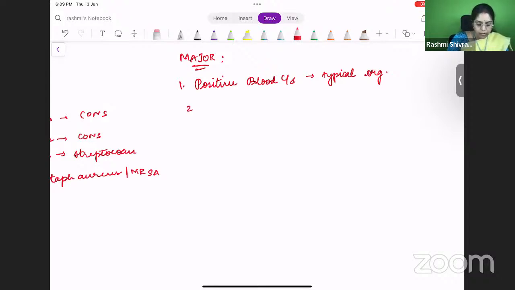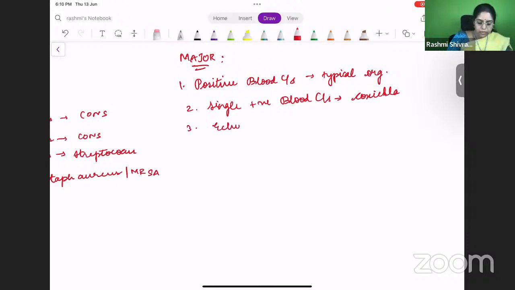And the other one will be if there is a single positive blood culture for Coxiella. Typical organisms should be grown in 2 regions separately. If it is a single positive blood culture, that one should be Coxiella. Then you can say that this is infective endocarditis. Okay, what is the other evidence?